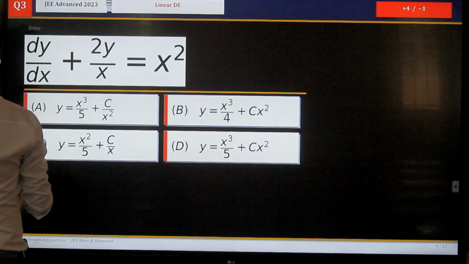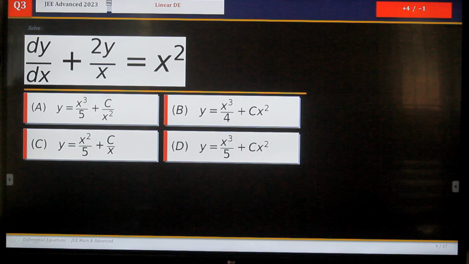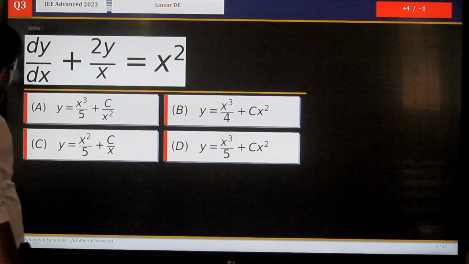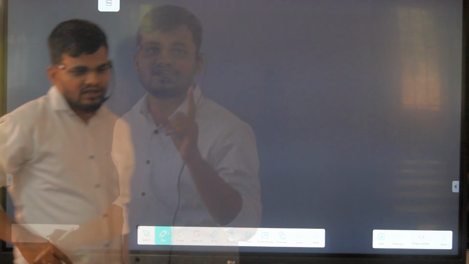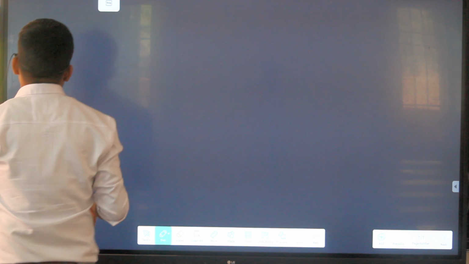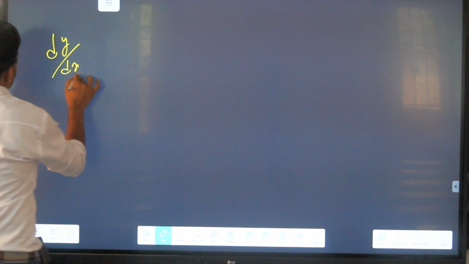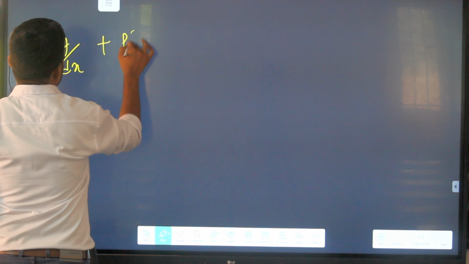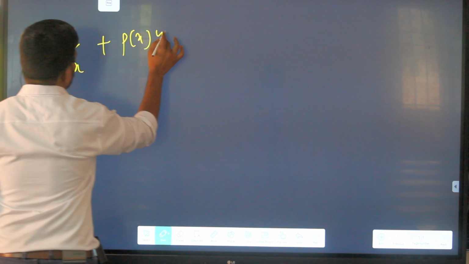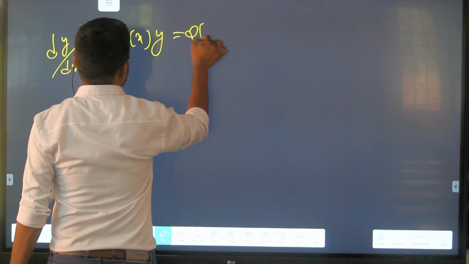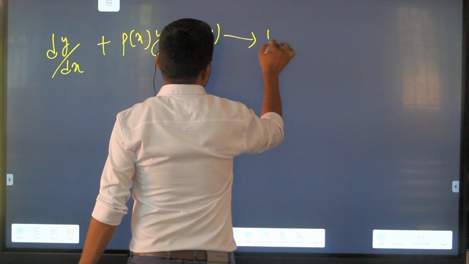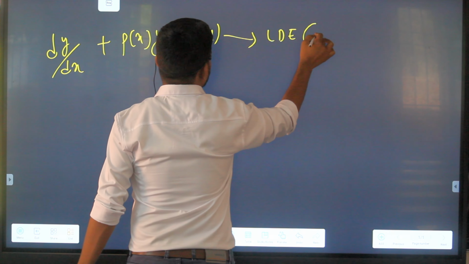So let me explain the concept. A linear differential equation is linear in terms of the dependent variable. For example, this may be dy by dx plus any function p of x into y is equal to q of x. This is a linear differential equation, linear in y.